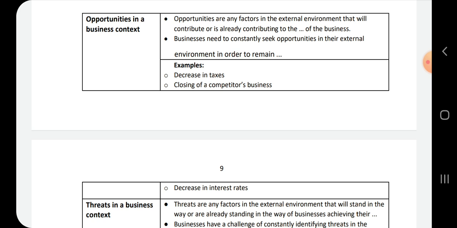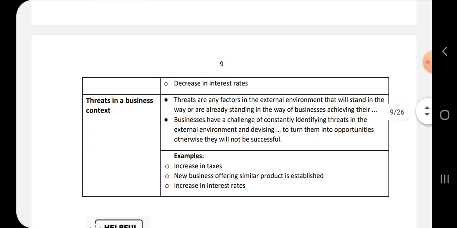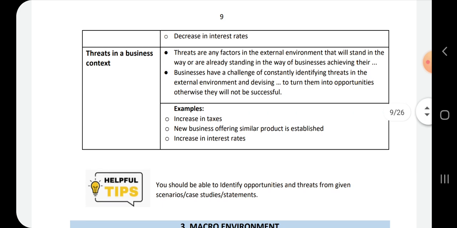So when taxes decrease, people will be able to buy more. Closing of a competitor's business: when your competitor closes their business, it means all the customers will come to you. And a decrease in interest rates.